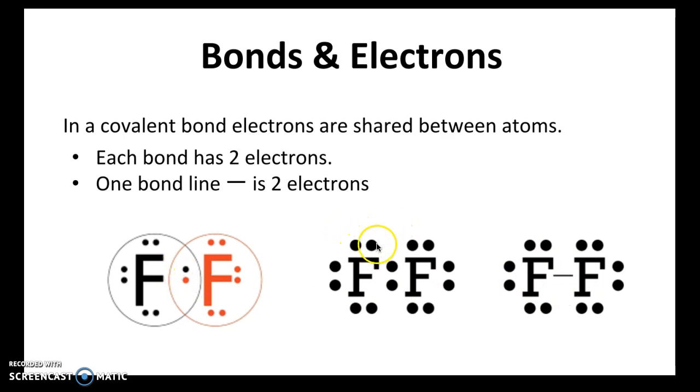The lone pairs are the 2 dots that are connected to one atom only. So notice how the bonding electrons are between 2 atoms, these 2 fluorine atoms, but the lone pairs are only connected to one atom, and there's a pair of them.